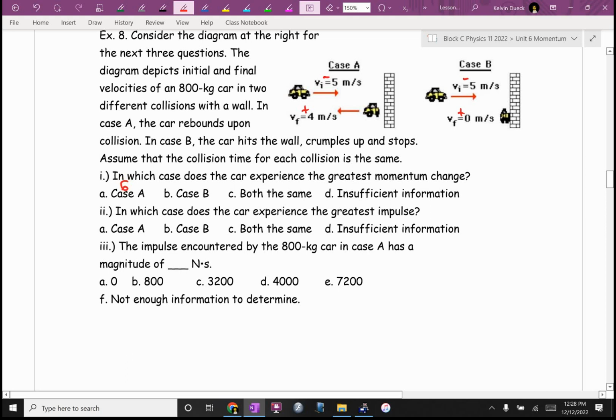No, case B, because it comes to a stop. 1, 2, 3, 4, 5, 6, 7. And then Sean did this. Is that a vote, Sean? Nope. Okay. Both the same.